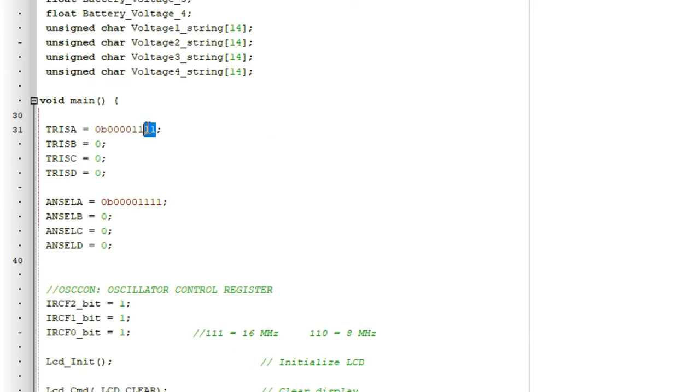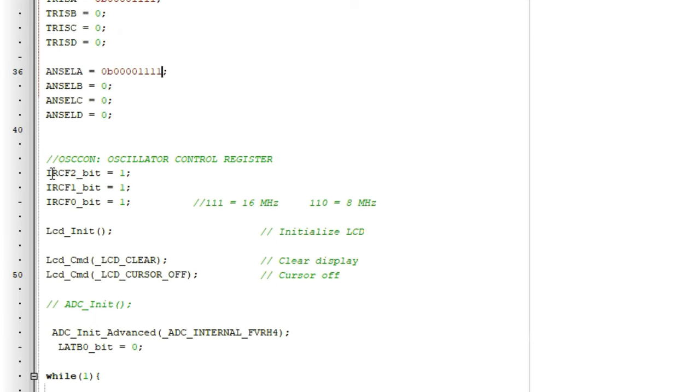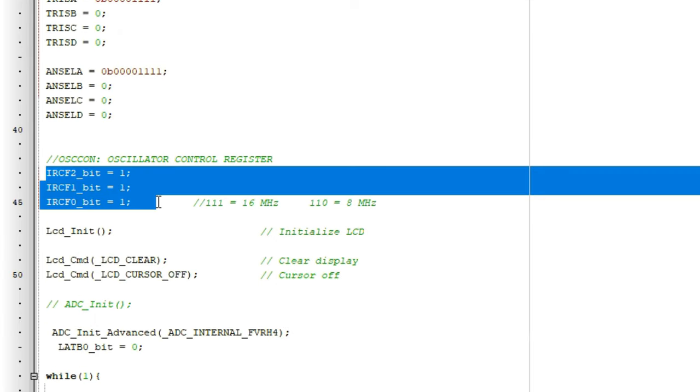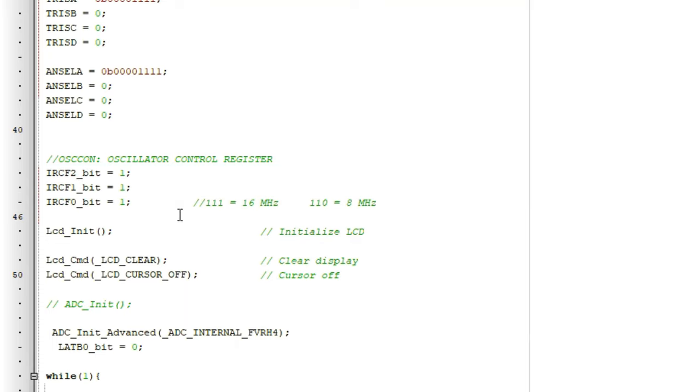These are my four inputs. So TRIS register, TRIS A, four inputs. Analog select, don't forget that one. Four analog to digital converters there. I'm using the internal oscillator, which is calibrated, apparently very accurate. It's set to 16 megs.